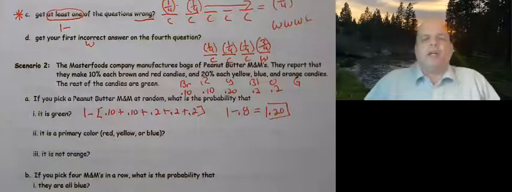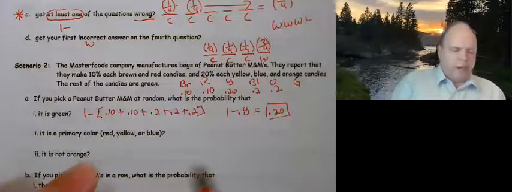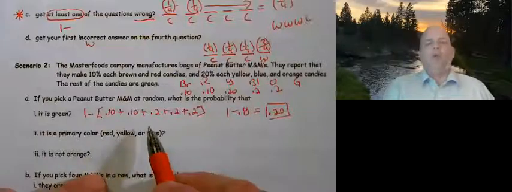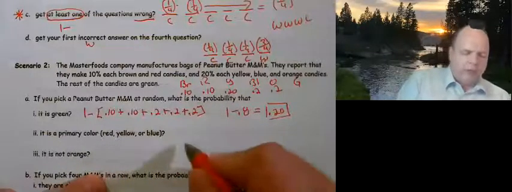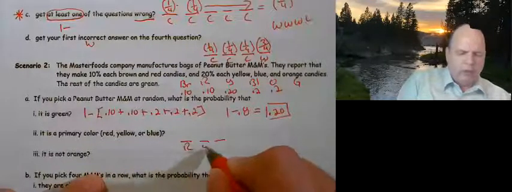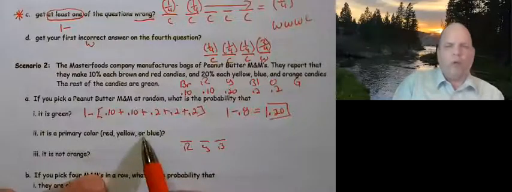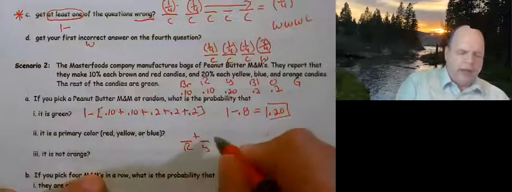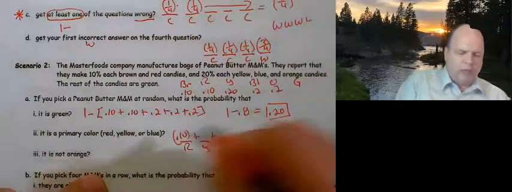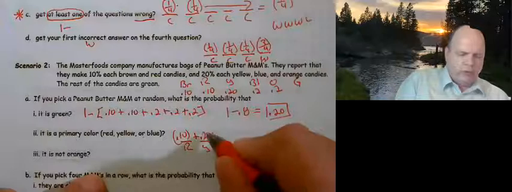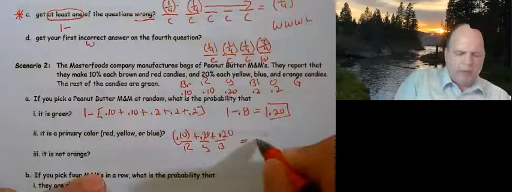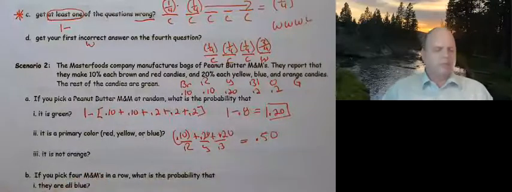It is a primary color, red, yellow, or blue. All right. This means it can be red, it can be yellow, or blue. What was the probability? So we have 3 possibilities, 1, 2, 3, red, yellow, or blue. We have the word or that indicates add. All right, so 0.10 plus 0.2 plus the 0.2, and we end up getting 0.50 is our answer.